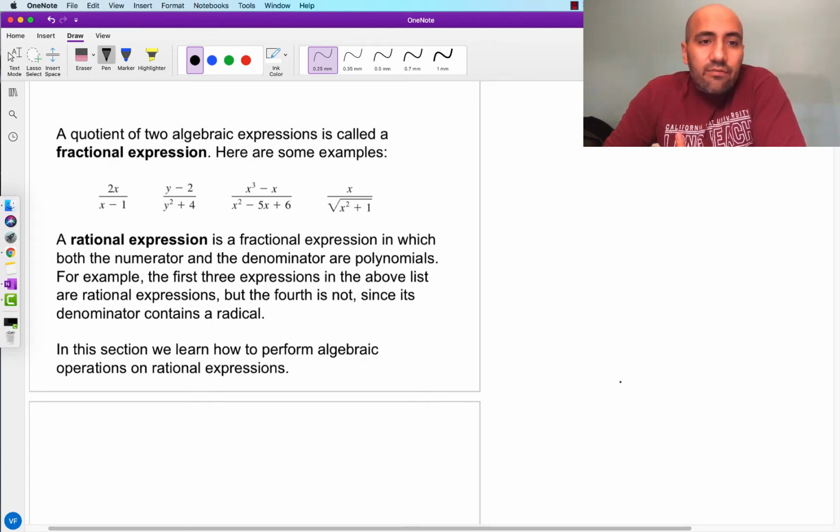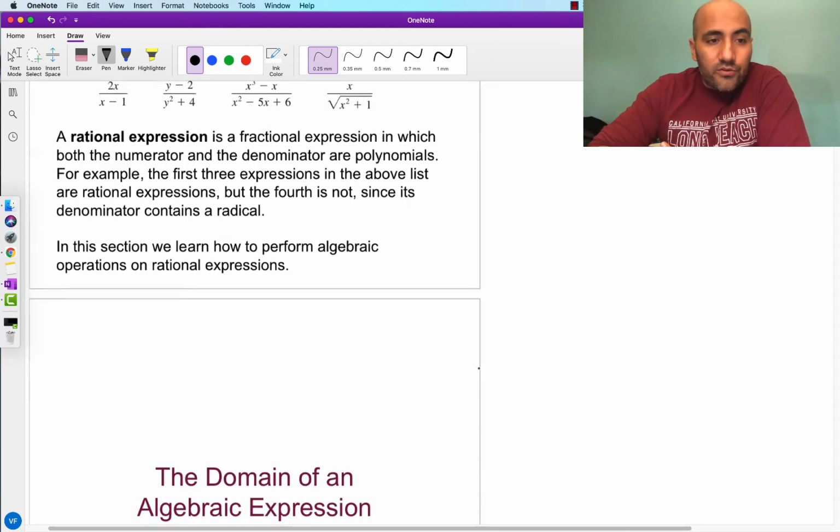This last one is a fractional expression, but it doesn't quite fit the definition of a rational expression because of the giant root here, the square root of x squared plus 1. So that's something else entirely. That's not a rational expression. Nothing wrong with that. It's a great mathematical statement, but it's just not the focus of this section. Okay, so we're going to be focusing on rational expressions. Rational, fractional, fancy word for fraction. So it's a giant fraction with the numerator and denominator both polynomials.